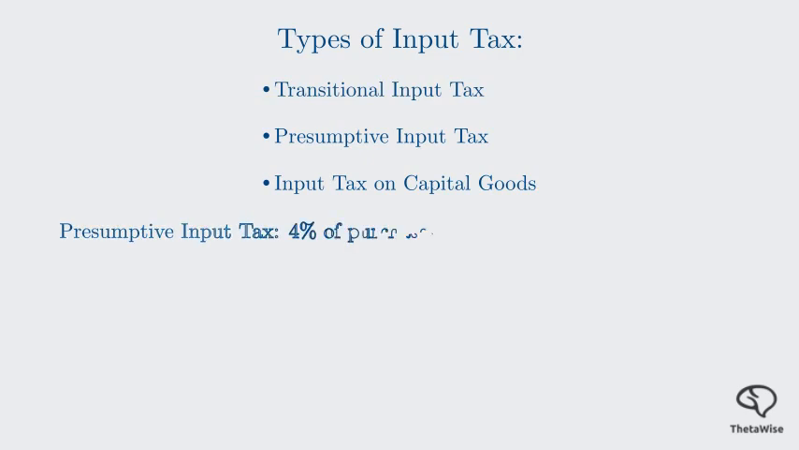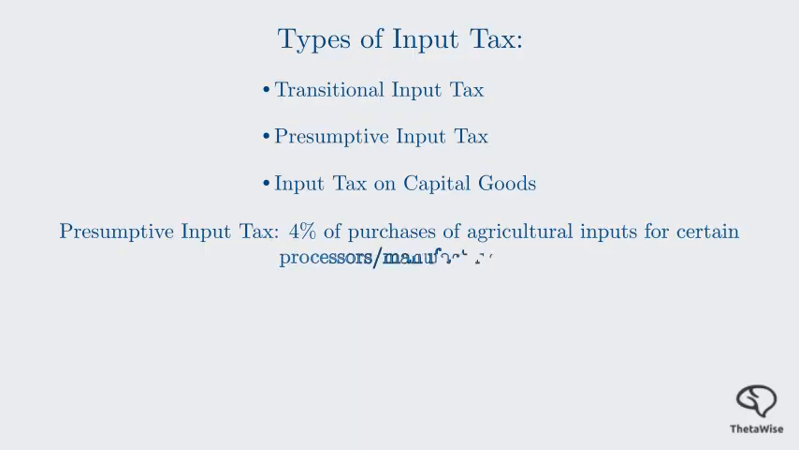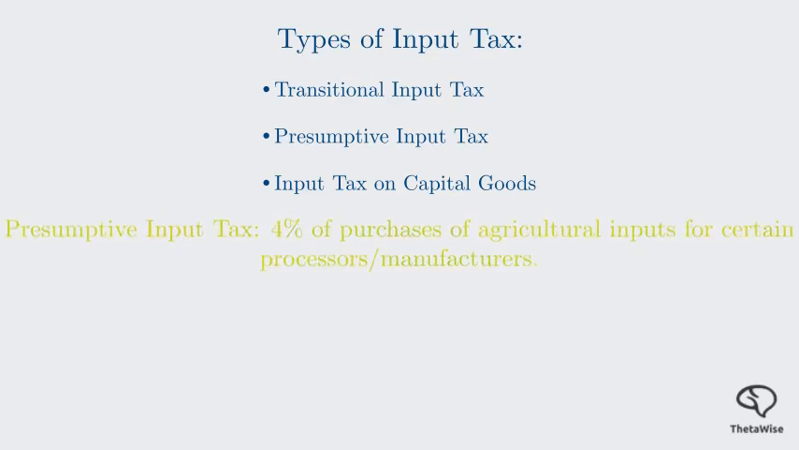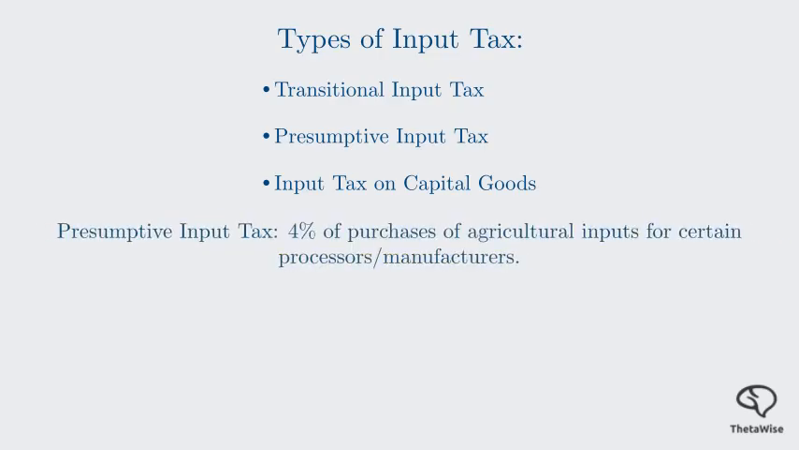Next is presumptive input tax. This is a 4% input tax credit allowed to certain processors and manufacturers of agricultural products, even if they don't have actual VAT invoices for their agricultural inputs. This is a special provision to support these specific industries.